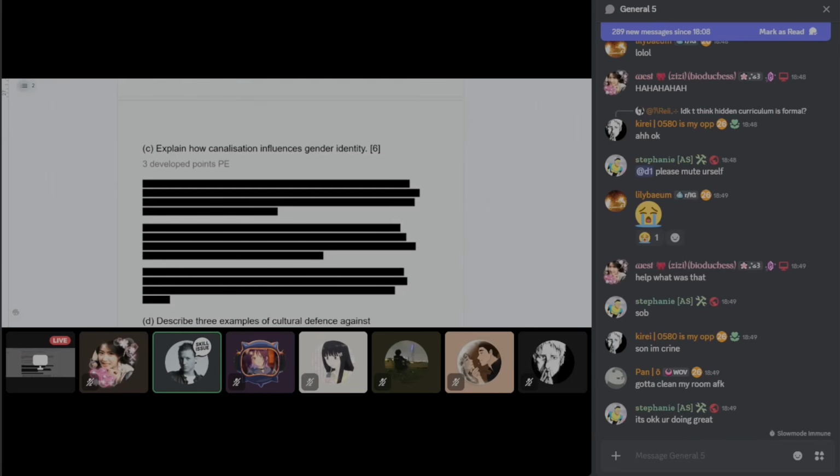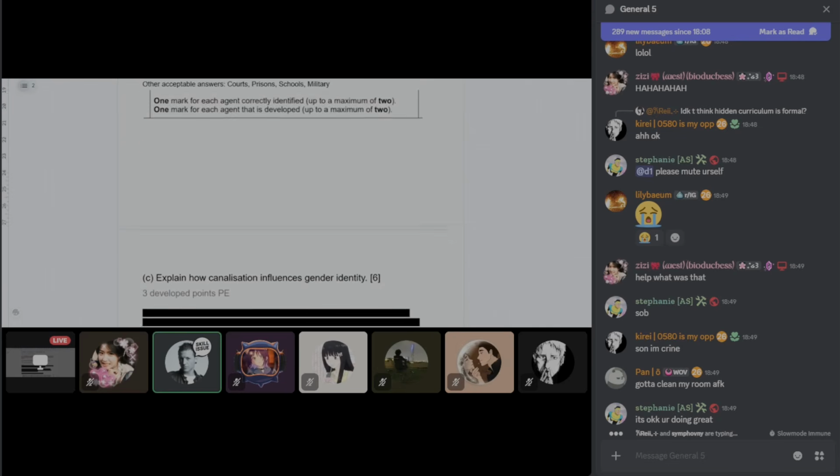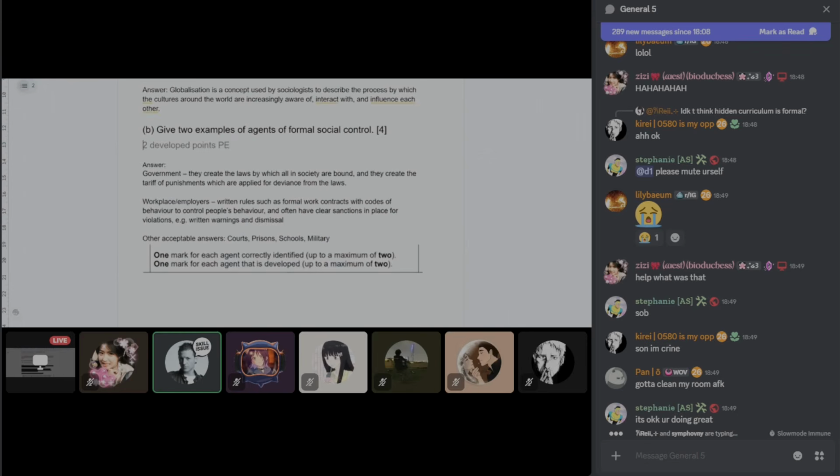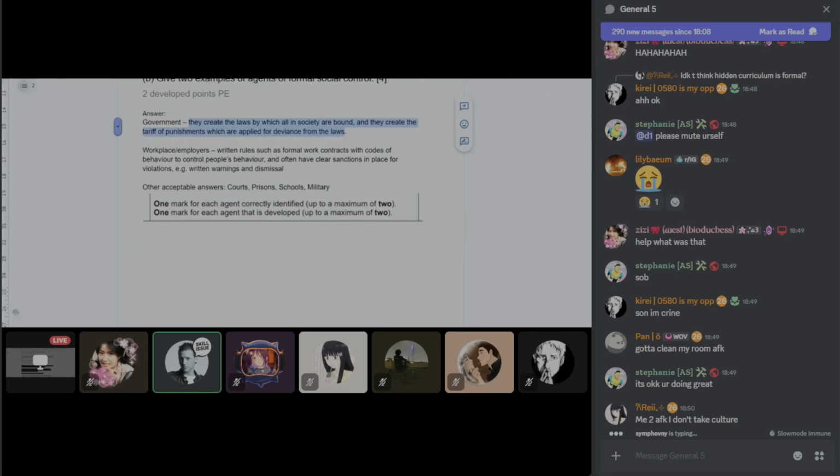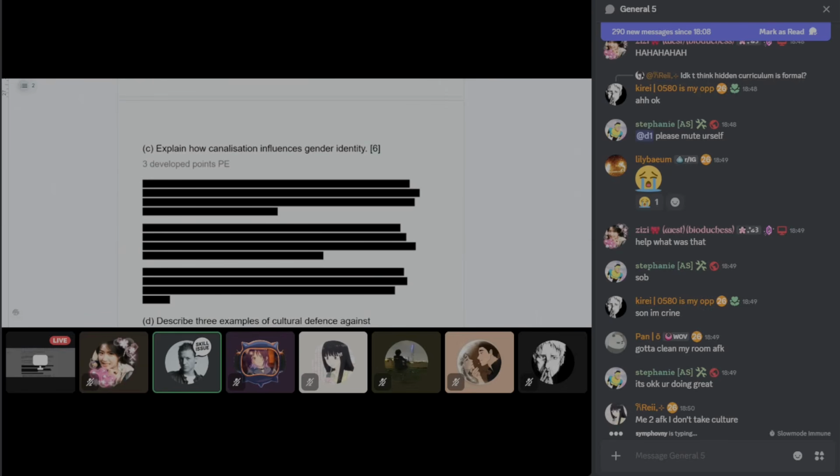Okay, now we're going to move on to the six-marker. Explain how colonization influences gender identity for 6 marks. Again, it has the same format as this. 1 point identified, and then it's developed. But the difference is you did it 2 times here, you will do it 3 times here. So 3 separate points, and then you develop each point. Would anyone like to give answers for this? Explain how colonization influences gender identity.